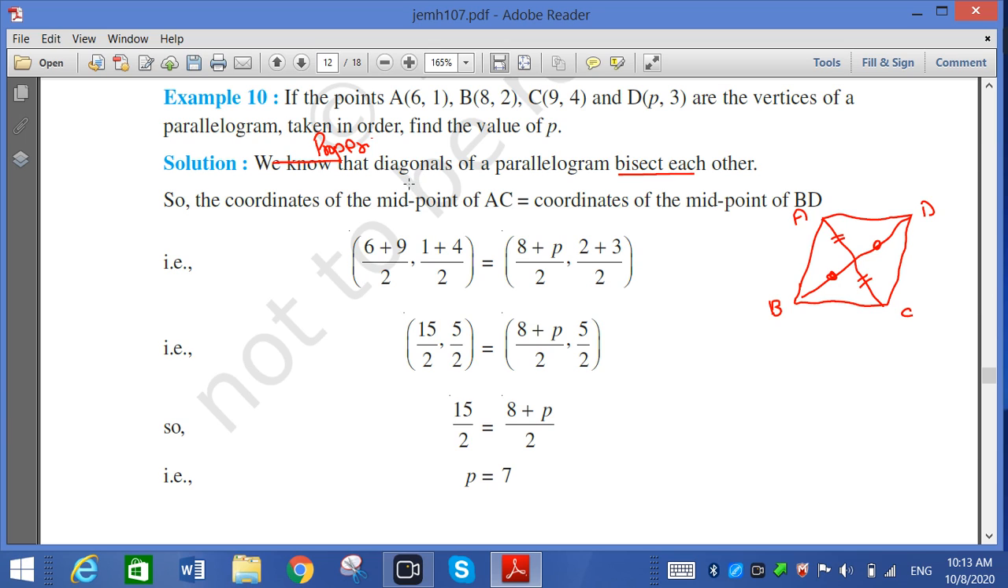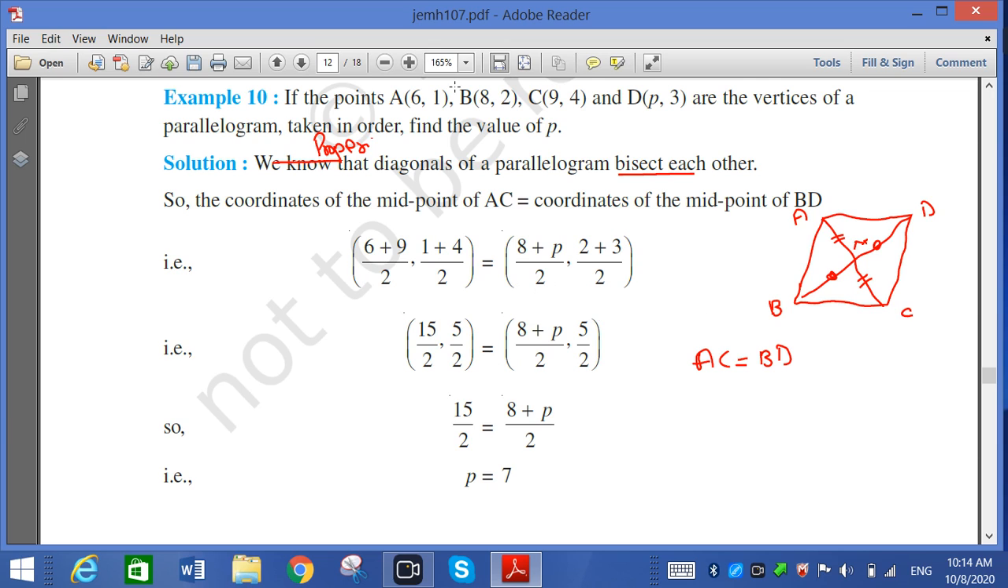Diagonals of parallelograms are always equal. So we say that AC is equal to BD. If we take M as the midpoint of BD, then it is also the midpoint of AC. So the coordinate of the midpoint of AC is equal to the midpoint of BD. Since the diagonals bisect each other and are equal, the midpoint of their intersection is also equal. So now we can apply the midpoint formula.